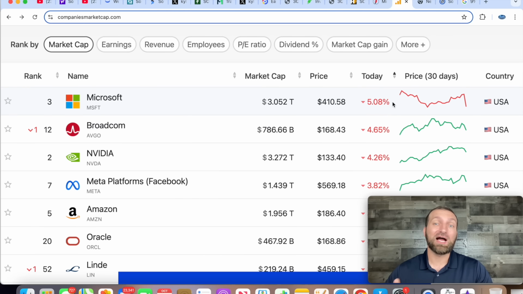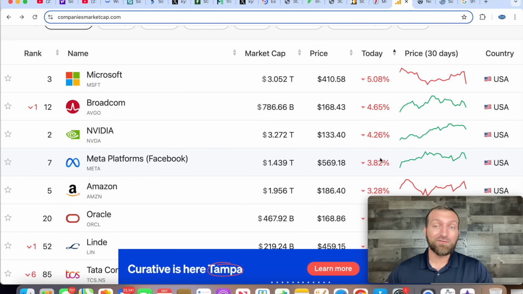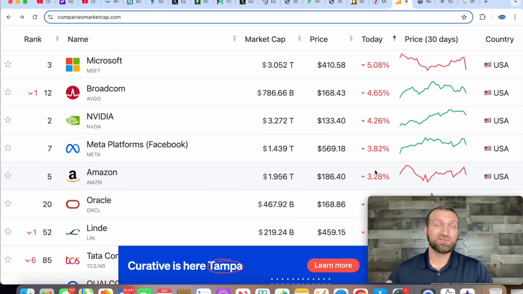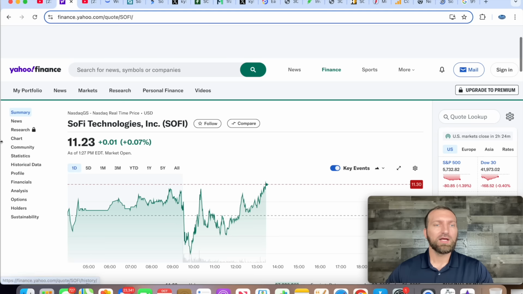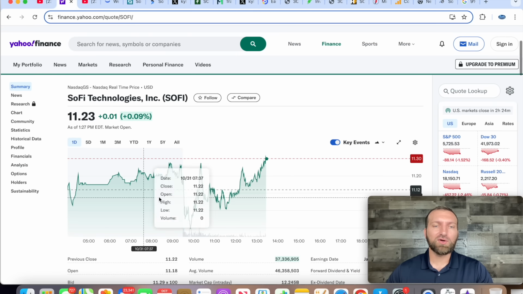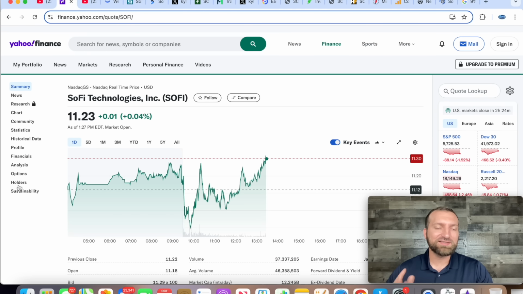We have Microsoft down 5% today, Broadcom 4.6, Nvidia 4, Meta 4, Amazon 3.2. So mega caps are just falling off a cliff. And you can see the SoFi stock has sold off into the red multiple times, but is still flat on the day, green right now. Okay, just continuing to hold up that $11 level.